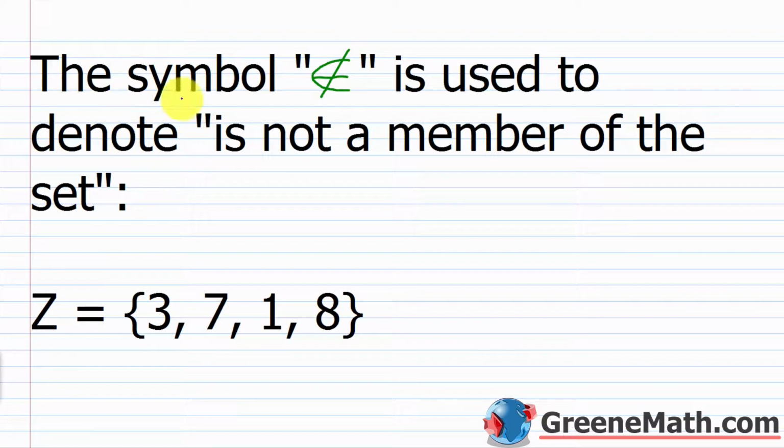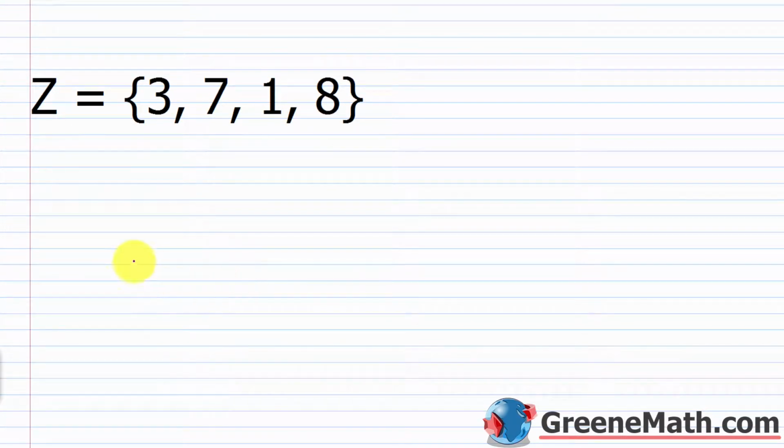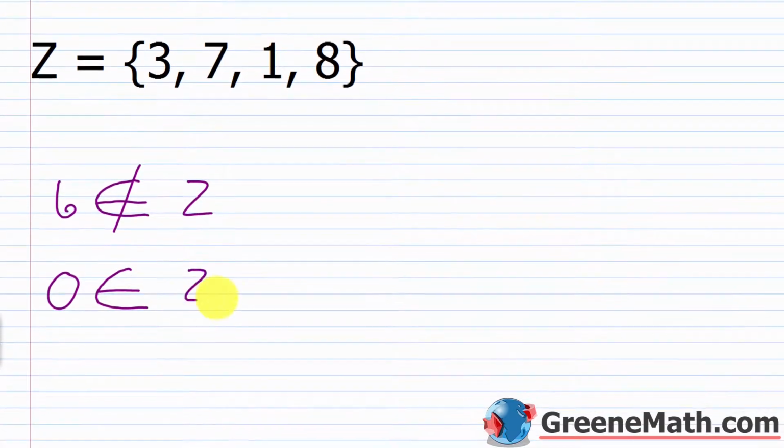Now similarly, the symbol here, basically we just put a line through the other symbol, is used to denote is not, let me highlight that, is not a member of the set. So with the same set Z, with the members 3, 7, 1, and 8, I could do something like this. I could say something like 6 is not an element of the set Z. I could really use anything I want other than these 4 numbers. I could say 0 is not an element of set Z. I could say negative 32 is not an element of set Z. So on and so forth.